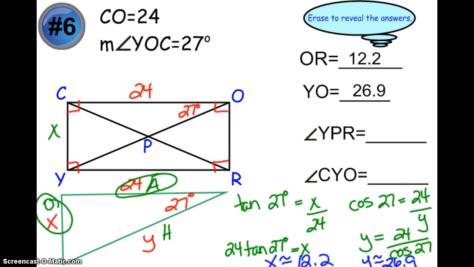So now all we have to do is find our angles. So again, our isosceles triangles, 1 and 2 are congruent, and 3 and 4 are congruent. So if 27 and 27, when I subtract those two from 180, I get 126 degrees. So its vertical is also 126 degrees. And then I need to figure out CYO. Well, by alternating interior, I have 27 here, right? And so the complement to that is 63 degrees.